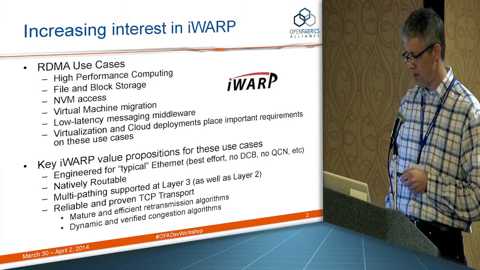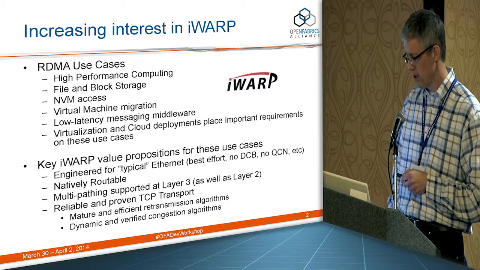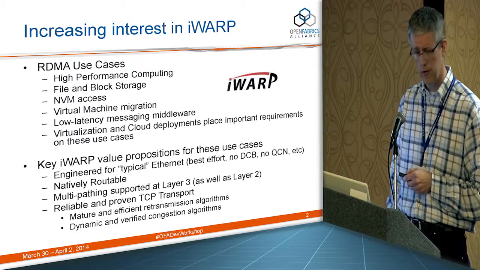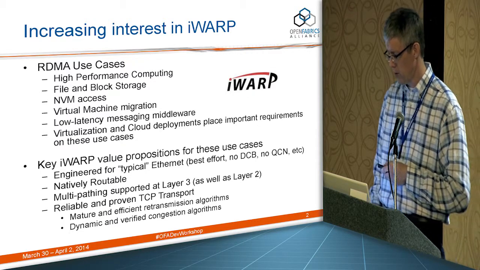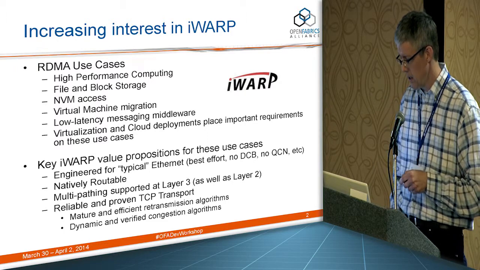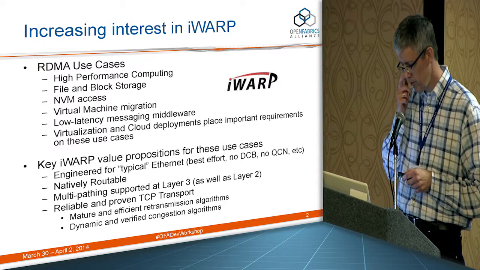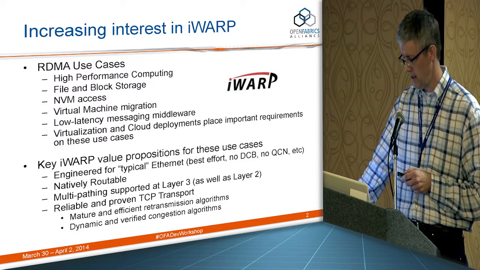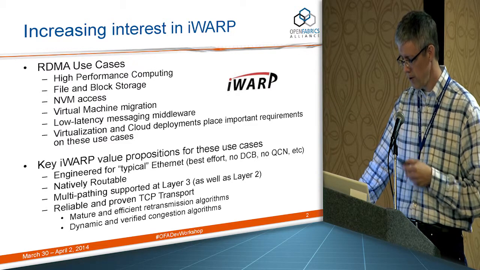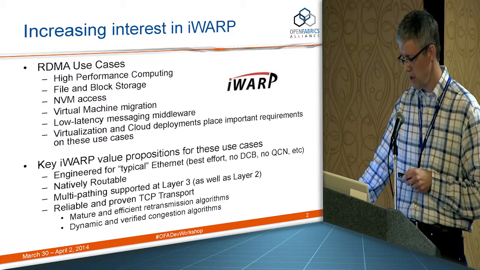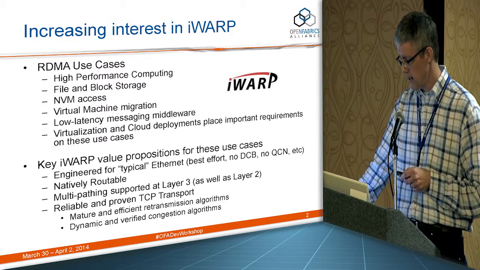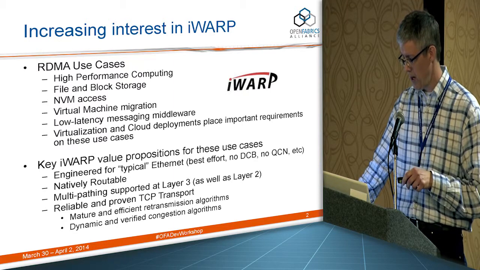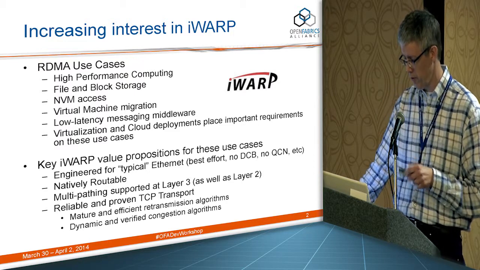One of the reasons iWARP is viewed as interesting in these use cases is that it's engineered for typical Ethernet, so we don't have any requirements for DCB or QCN, things like that. It's engineered for best effort Ethernet networks. Native routability is viewed as important. I think this is increasingly known on the Ethernet, that you need to have native routability. We have multipathing at layer 2 and at layer 3, and iWARP is based on the TCP transport, which is reliable and proven.